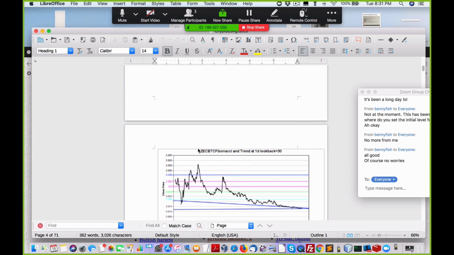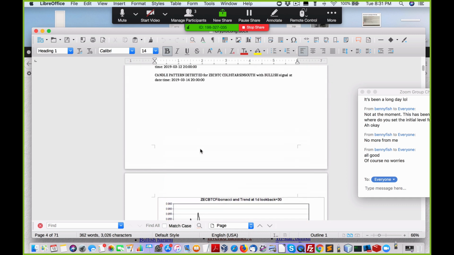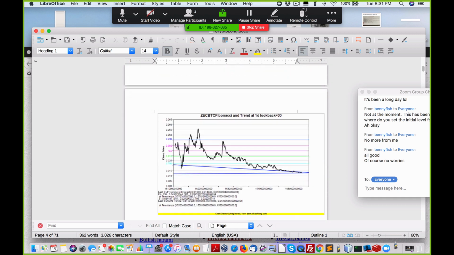This chart is pretty well, actually this chart can be useful because the idea behind it was to show overlaying the Fibonacci with trend lines of an upward and a downward trend.